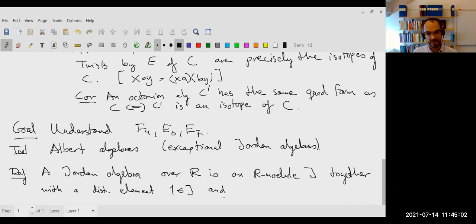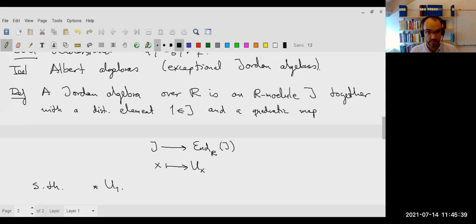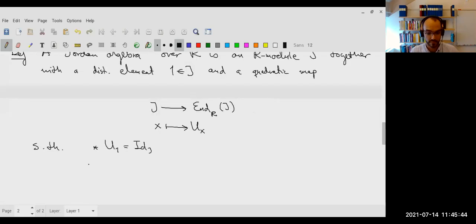And usually in an algebra, you have a bilinear multiplication, but this is replaced now. So instead of the bilinear multiplication, you have a quadratic map from J to the linear endomorphisms of J, that is denoted in the following way. You map X to UX. This is a so-called U operator, satisfying first U1 is the identity on J, second, some sort of commutativity, U of UX Y is UX UY UX. And third, some other compatibility, that I will write down so that you have it, but do not worry, it looks a bit messy.